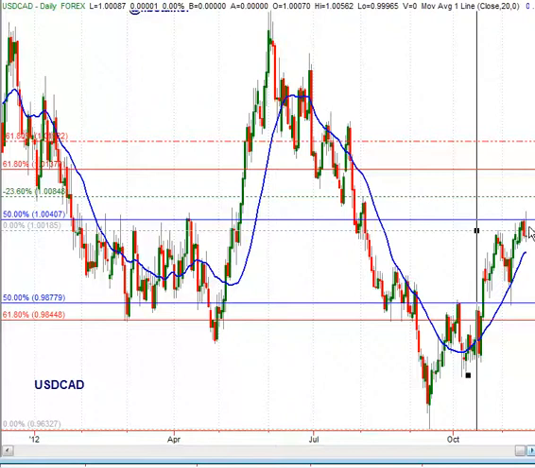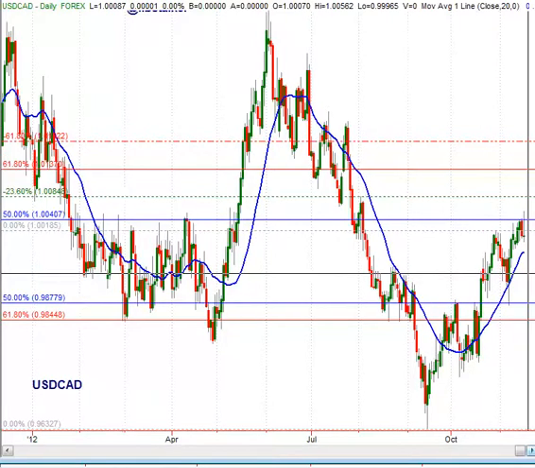So this is a very good entry area. I don't think this is going to be retested, but we will get some sort of retest next week. Maybe we will go below this 20-day moving average and retest it from the downside.